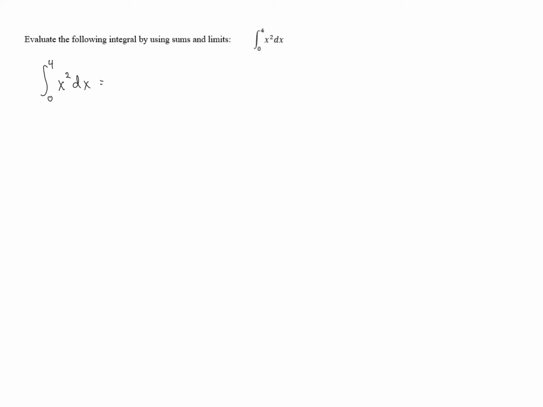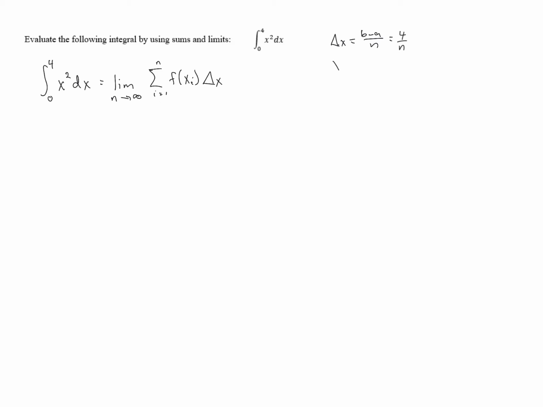So this is going to be the limit as n approaches infinity of the sum as i goes from 1 to n of f of x sub i delta x. And we're going to need to figure out what f of x sub i and delta x are. Now we know that delta x is b minus a over n. In this case, if we subtract b minus a, that's 4 minus 0, which is 4. So that's 4 over n.